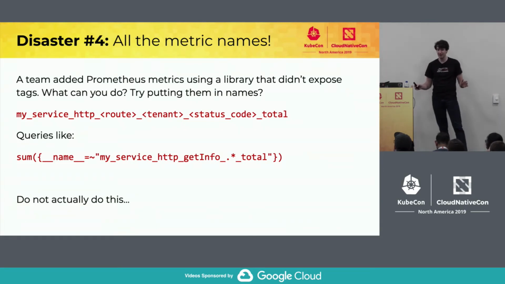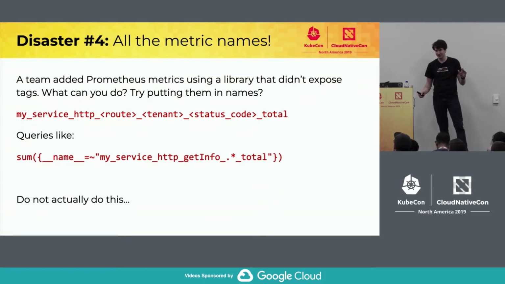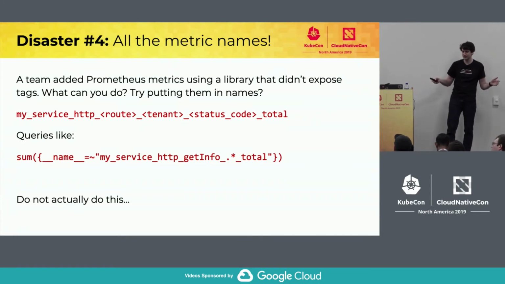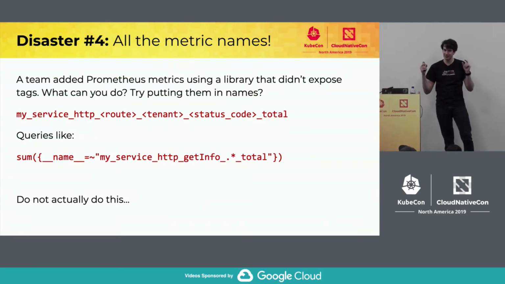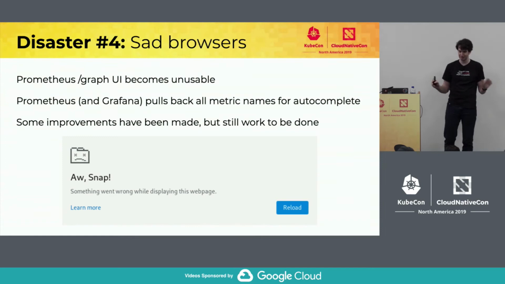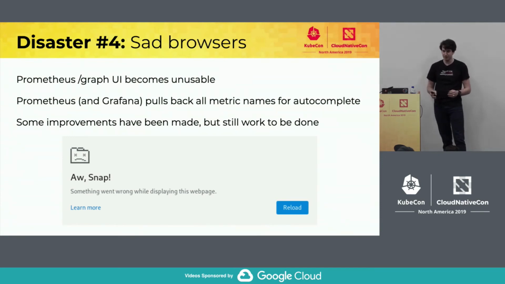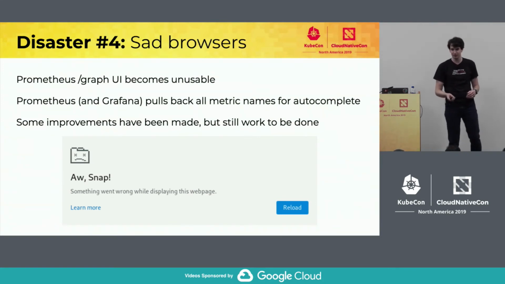So what happens when you have hundreds of thousands of series with different metric names? Each individual metric name doesn't have too much cardinality, but overall cardinality of your system is still the same. All of those unique label values are still there. And what now happens is the Prometheus UI breaks completely. There have been some improvements, it might not break completely anymore, but for a while my whole browser crashed on me every time I tried to load Prometheus.